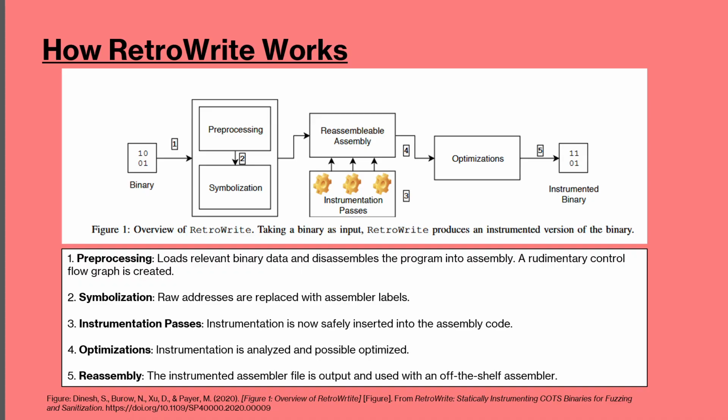Finally, RetroWrite outputs the fully instrumented assembler file. Because all references are symbolic, the file can be assembled using a standard off-the-shelf assembler. This generic assembly would resolve labels and generate a working binary, completing the rewriting process.